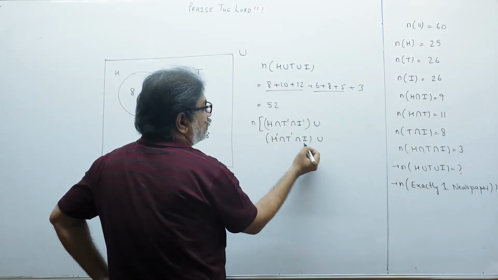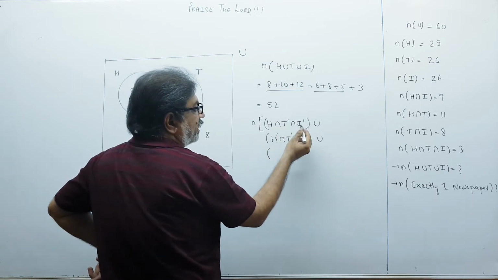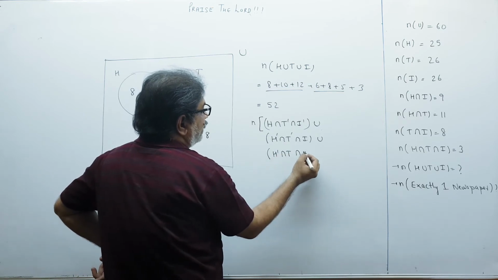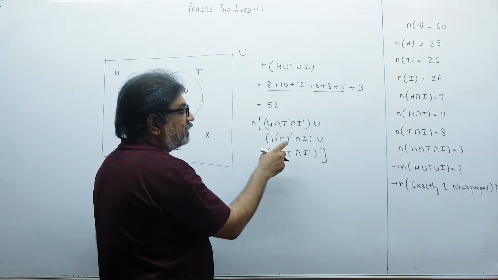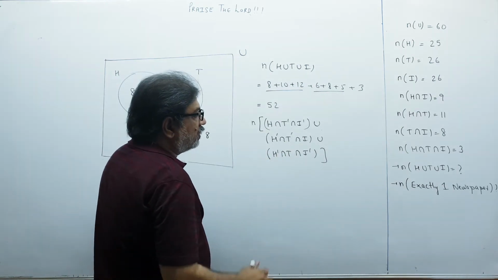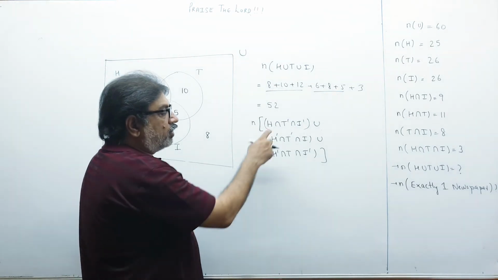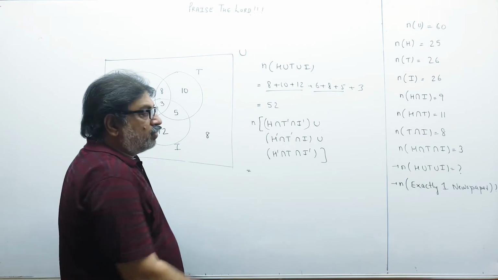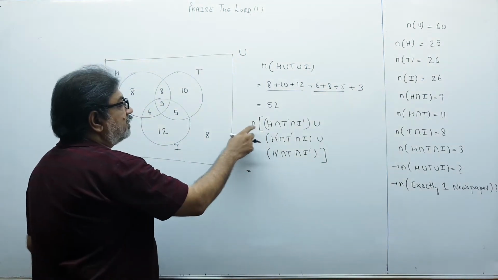So only Indian Express, or it can be H dash intersection T dash and I dash, then H dash. So H dash intersection T intersection I dash. So first we left out H dash, then I and then T. So this is the meaning of exactly one. So only H, only I, only T. So either this or this or this. So exactly one newspaper. So how many in this region?